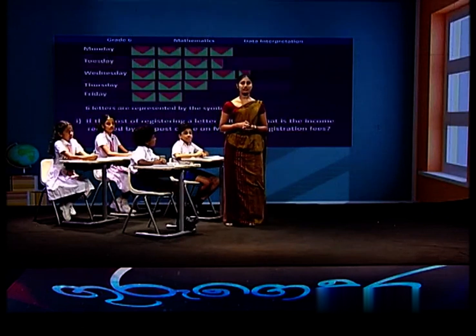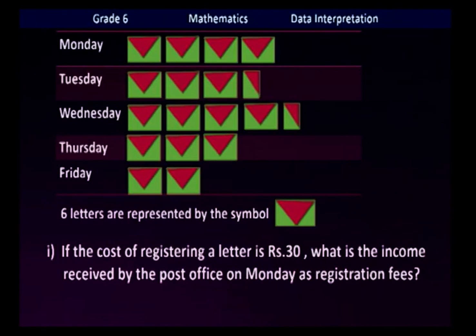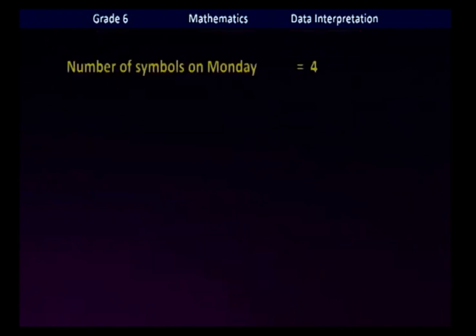First question. If the cost of registering a letter is 30 rupees, what is the income received by the post office on Monday as registration fee? Read this question very carefully. We have to find the answer for Monday. Registration fee on Monday. What is the registration cost of a letter? 30 rupees. Very good. Monday, how many symbols are there? 4. Monday, 4 symbols. We'll see how to get the answer. The number of symbols on Monday is 4.